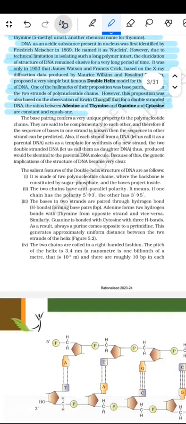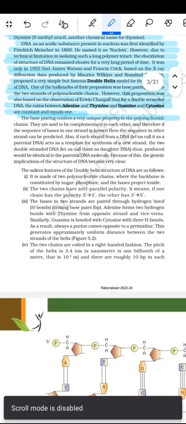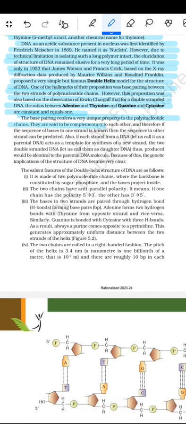Base pairing confers a very unique property to the polynucleotide chain. They are said to be complementary to each other, and therefore if the sequence of bases in one strand is known, then the sequence in the other strand can be predicted. Also, if each strand of the DNA, let us call it the parental DNA, acts as a template for the synthesis of a new strand, the two double-stranded DNA, let us call them the daughter DNA, thus produced would be identical to the parental DNA molecule. Because of this, the genetic implication of the structure of DNA becomes very clear.